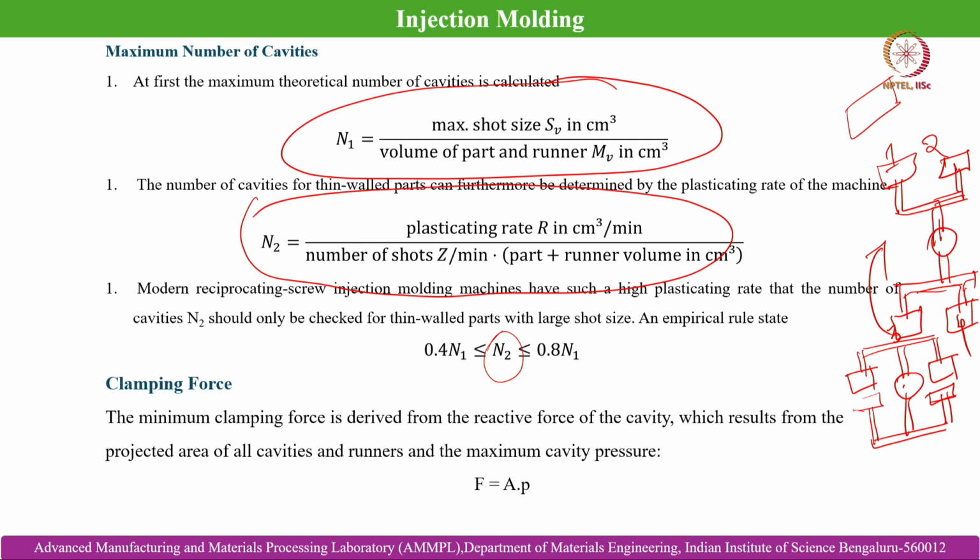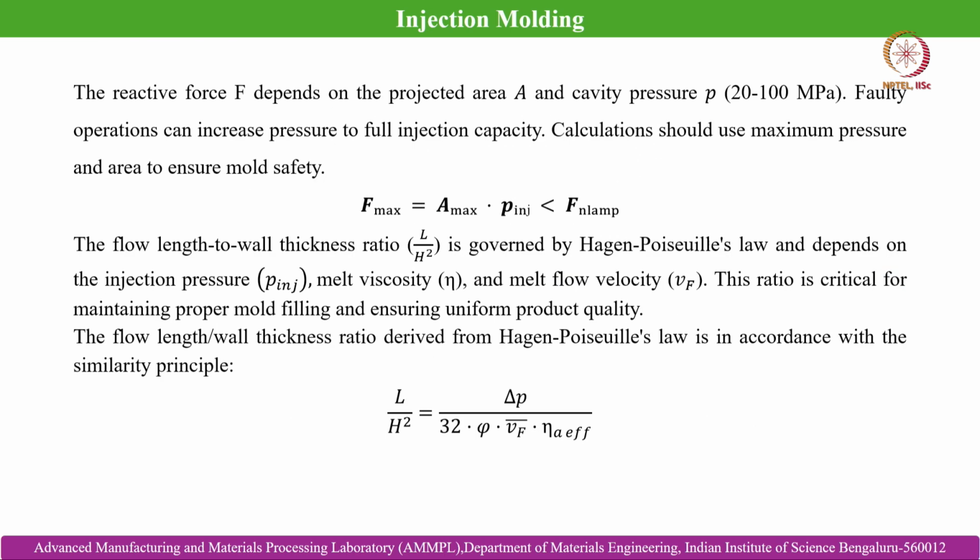And then thereafter we are moving into the clamping force, another important design criterion for the injection molding process. The minimum clamping force is derived from the reactive force of the cavity, which results from the projected area of all cavities and runners and the maximum cavity pressure. So, clamping force F is equal to A P, area into the injection pressure. The reactive force F depends on the projected area A and cavity pressure P, 20 to 100 MPa. Faulty operations can increase pressure to full injection capacity. Calculation should use maximum pressure and area to ensure mold safety.